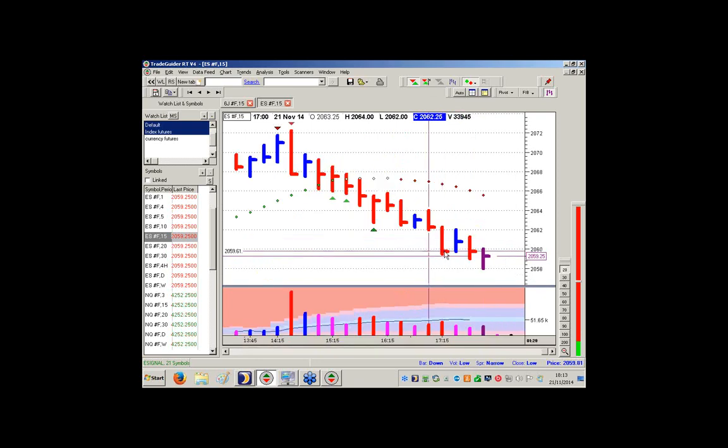Well, what we're looking for is stopping volume. Well, I can't see it. No, it's not there. There is. I can't see it. Look at the up bars, Tom. They're all on low volume. Yeah. Yes, that's characteristic of a weak market. Every time we see a blue bar, it's up on low volume, look.